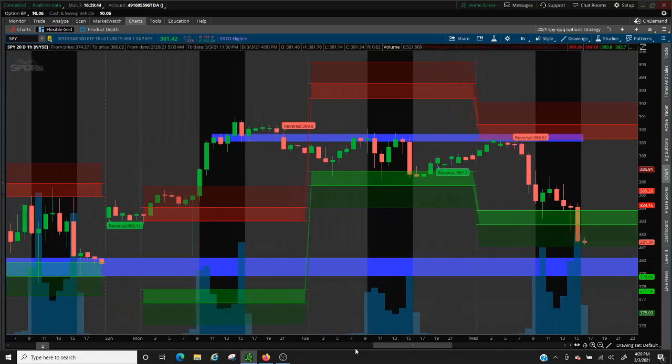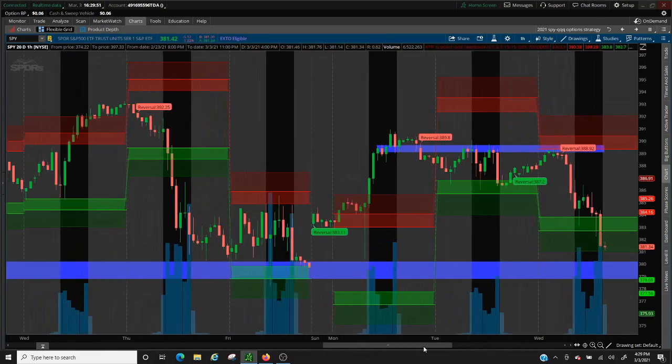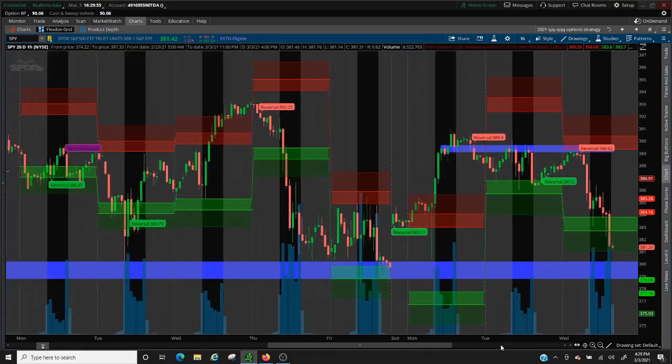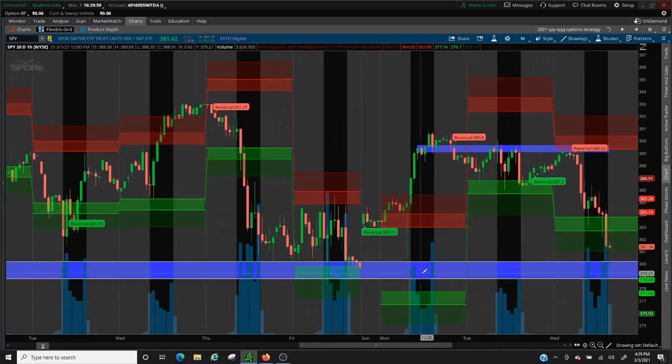So I have that indicator. That's what I love about Thinkorswim, because it allows you to create these things, these indicators, and put them in so it can make your life a little easier and you don't have to spend as much time doing it by yourself. Look at this blue line right here that we identify as support.